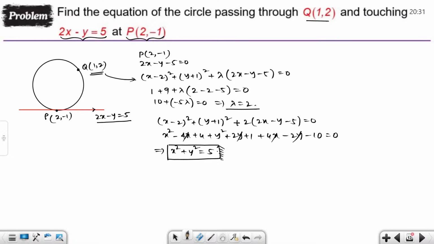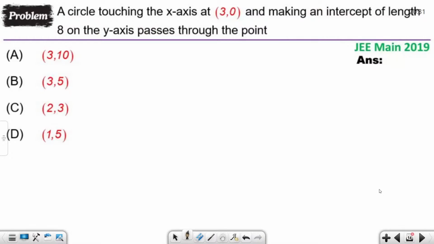Okay, so let's move to the next problem. This sum came in JEE Main 2019. What are they saying? A circle touching the x-axis at (3, 0) and making an intercept of length 8 on the y-axis passes through the point. Four points are given. We have to find out which of these four points the required circle is passing through. That's the question.